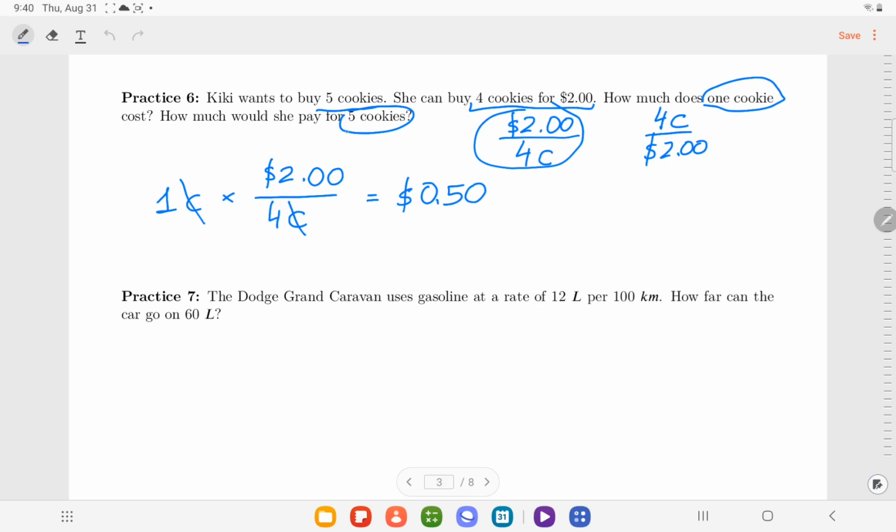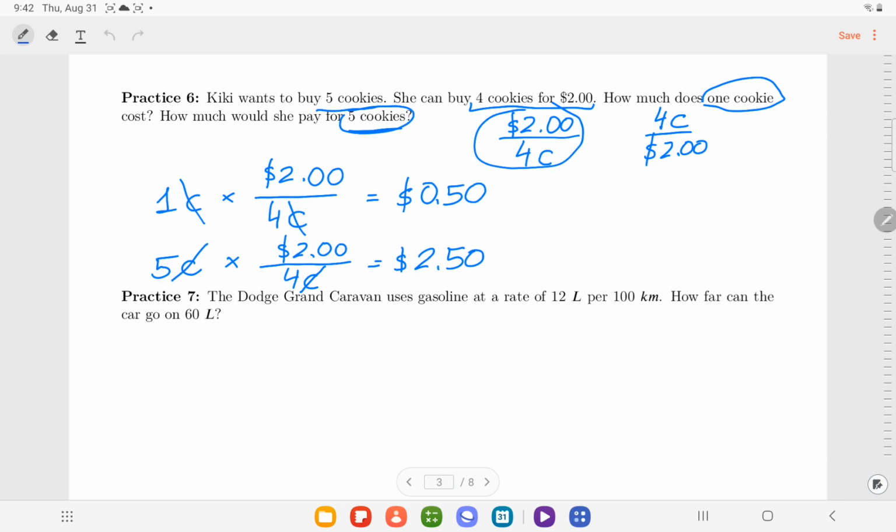If we want to find the price for 5 cookies, we can either multiply 50 cents by 5, or we can start with 5 cookies. The rate stays the same, $2 for 4 cookies. Cookies cancel out. 5 times 2 divided by 4 is $2.50.